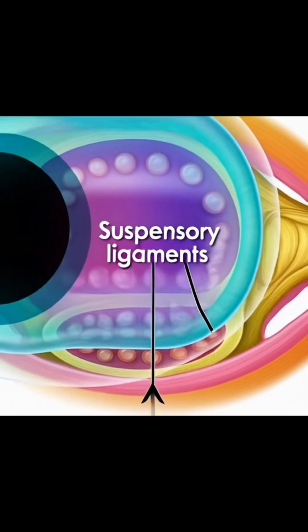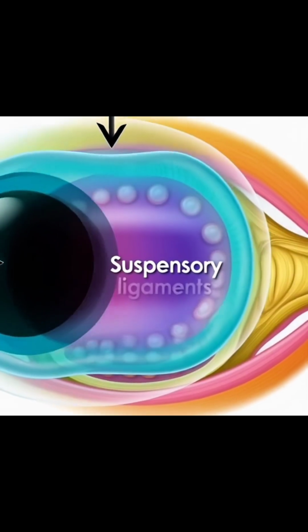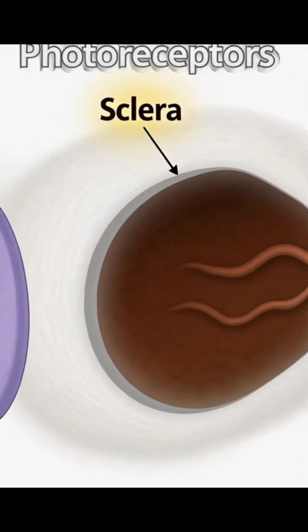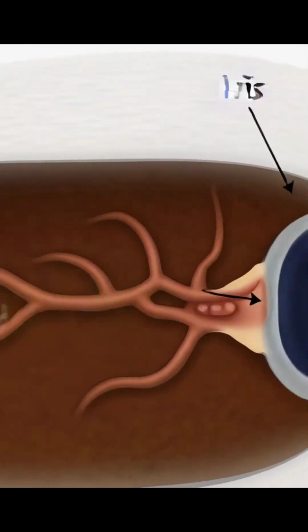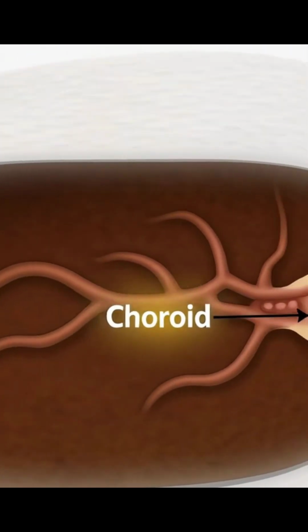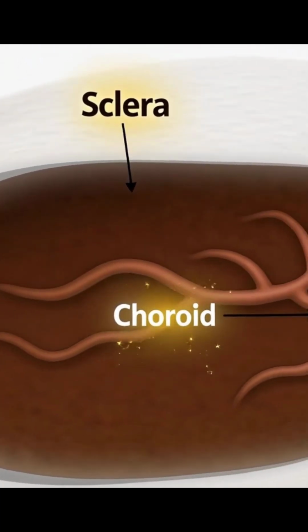First of all, we will discuss the eye. A pair of eyes is present in human beings. The outermost white tough muscular layer is called sclera. The middle layer is called choroid. The choroid layer is thick in the anterior part and makes the ciliary body.